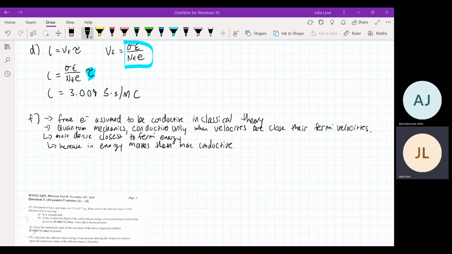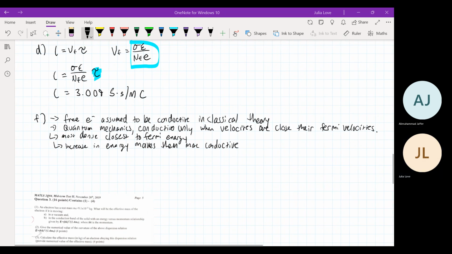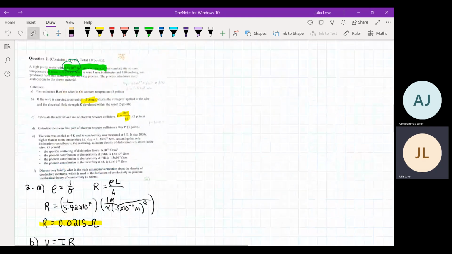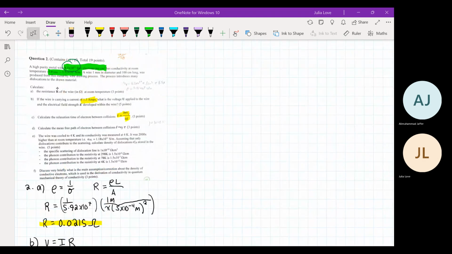Okay. And do you have any questions about question 2? I know I didn't have a good answer for E because I simply don't know how else to do the question. Perfect.